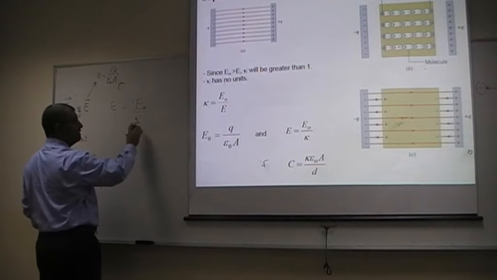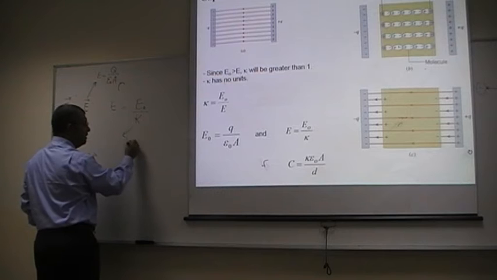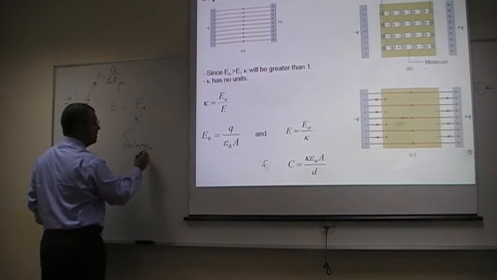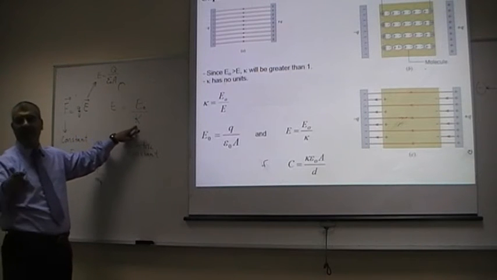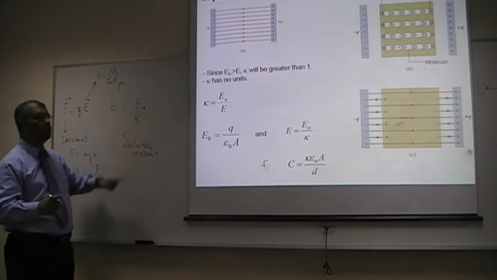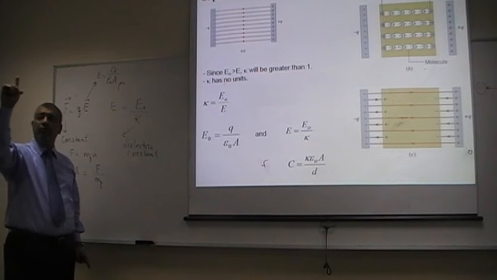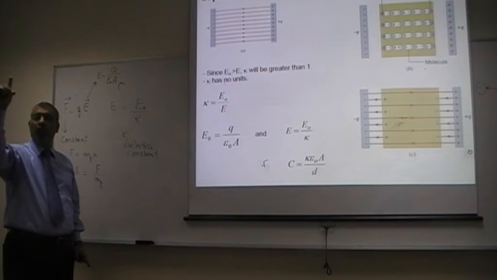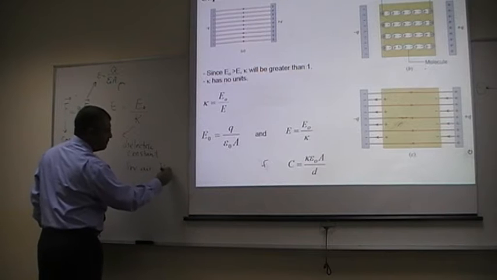So I multiply it by some factor. This kappa here is called the dielectric constant. This is the dielectric constant. It is a constant that is greater than 1. It's unitless. It does not have any units, and it's always greater than 1. For air, the dielectric constant is equal to 1. For air, kappa is equal to 1.